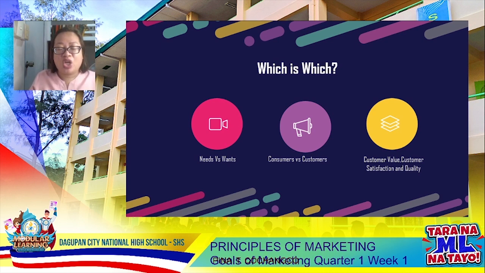Now, the last concept for this lesson in marketing is quality. What is quality? Quality is the totality of the features and characteristics of a product relating to the implied or stated needs of the customer. I would say, for example, that a product is of quality if it satisfied me, right? So these three concepts, customer value, customer satisfaction, and quality, are interrelated.